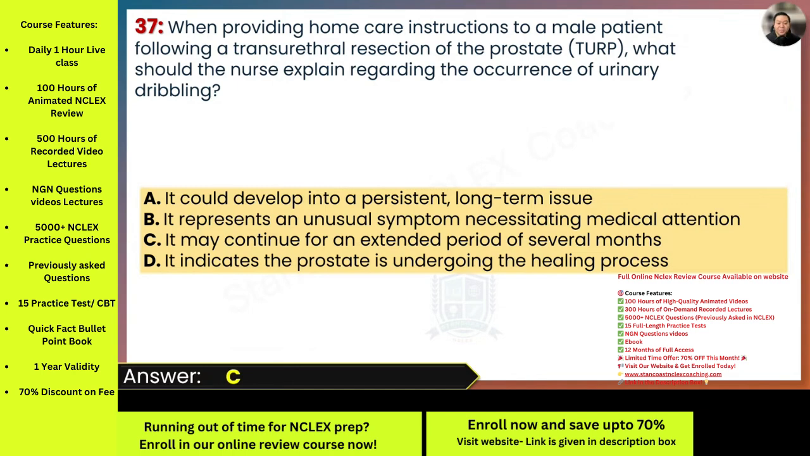Why? Well, because after TURP, urinary dribbling is a common issue, and it happens because the surgery can irritate the bladder and the surrounding muscles, which can lead to temporary incontinence. And the important part here is that this symptom is temporary. It can persist for several months, and this is something that the nurse should explain to the patient to reduce any concern about it being an abnormal or a permanent issue. And again, this is expected, and it's not usually indicative of a more serious problem.